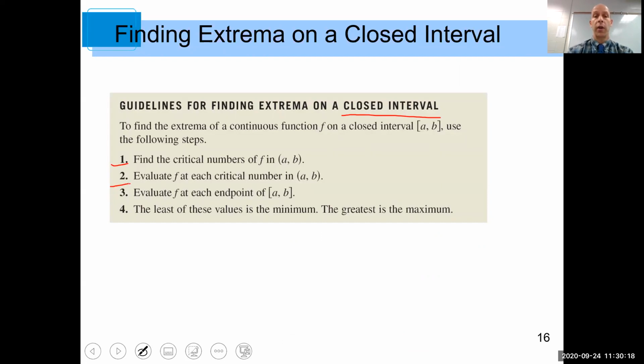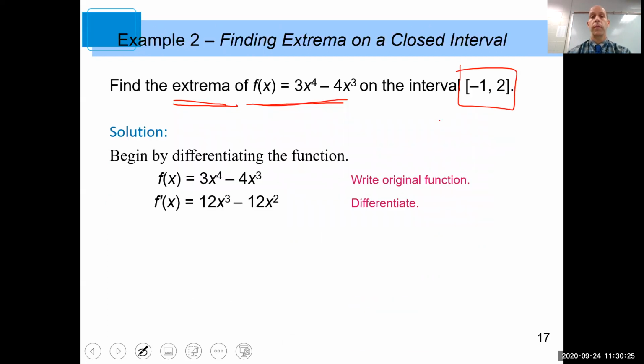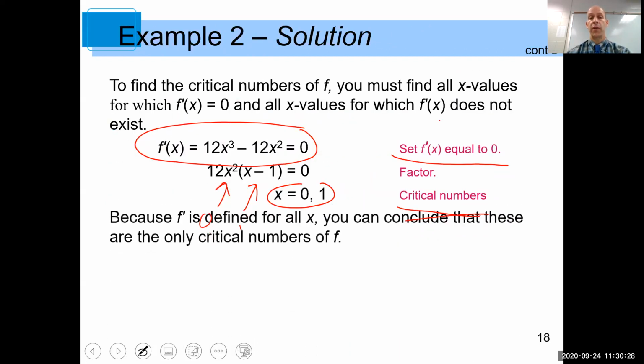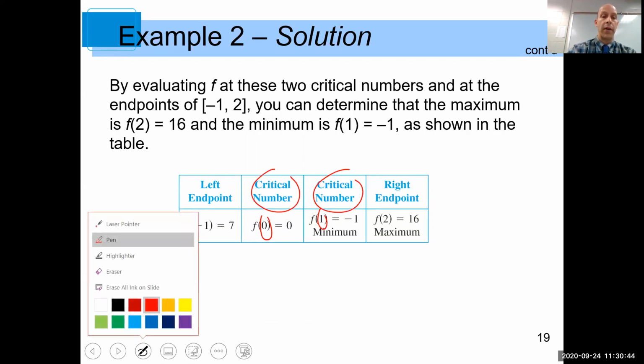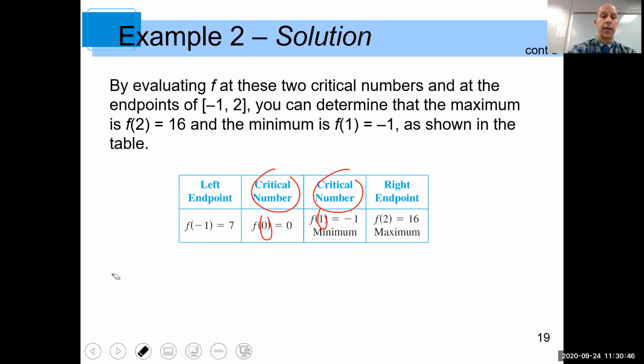Now step number 2, we're going to evaluate those critical numbers, and we're also going to evaluate the endpoints since we're doing this on a closed interval. Okay, so we got our critical numbers of 0 and 1. Because f prime is defined for all x, we can conclude that these are the only critical numbers. However, step 3 tells us that we also need to check those endpoints. We need to check the endpoint of -1 because that's where it started, and we also need to check the endpoint of 2.